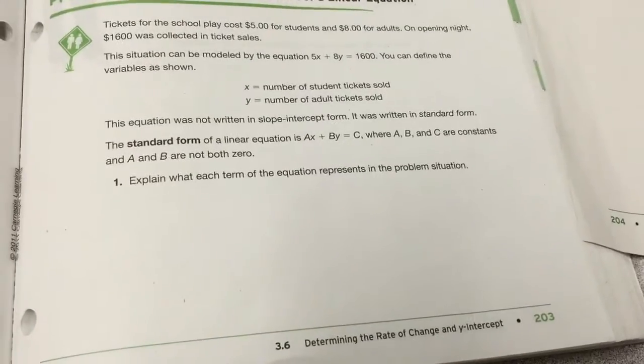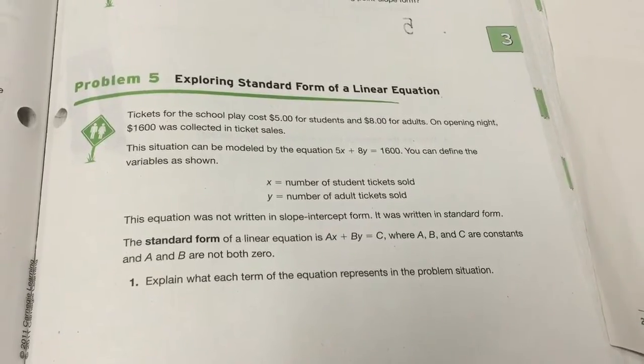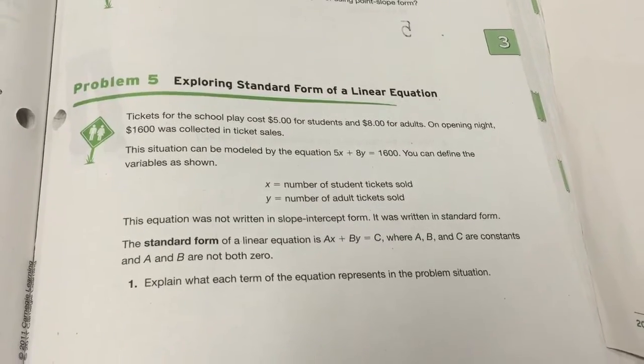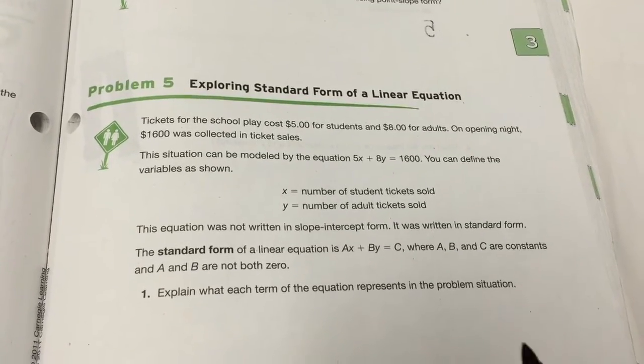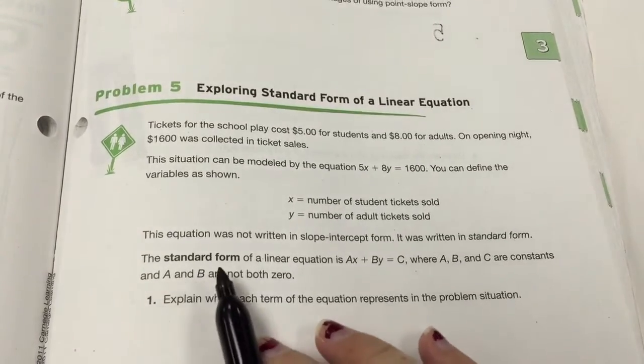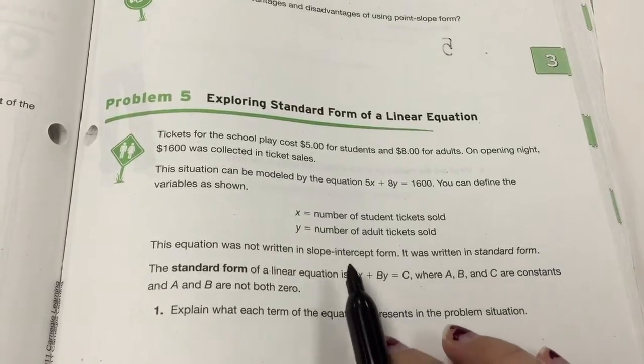Okay, so we are on page 203. Make sure you are there as well. It's problem 5. And you just learned about something called point-slope form in the last problem. And now this time we are learning about something called standard form. And standard form is written just like it looks right here.